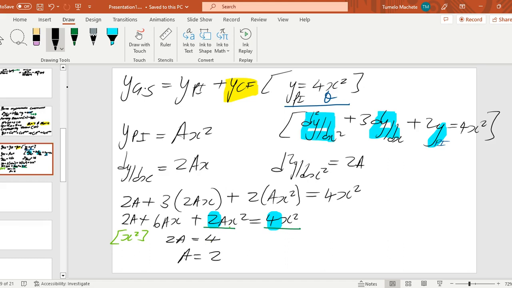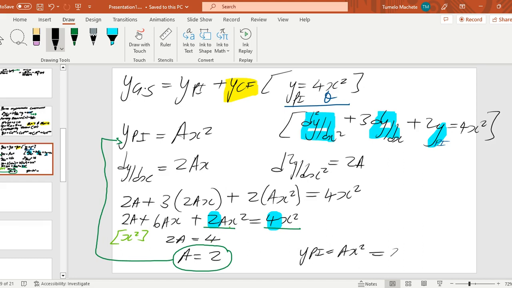Then this a that we're looking for is the one that you're going to substitute back into the equation of YPI there. So you go back to YPI equals ax squared, and where there is a, you put 2. So your YPI equation finally is 2x squared. That's your YPI equation.